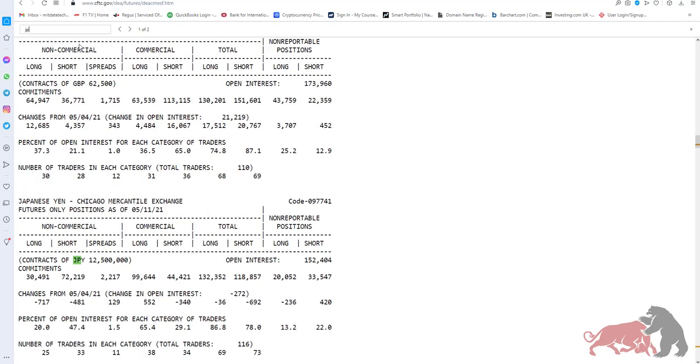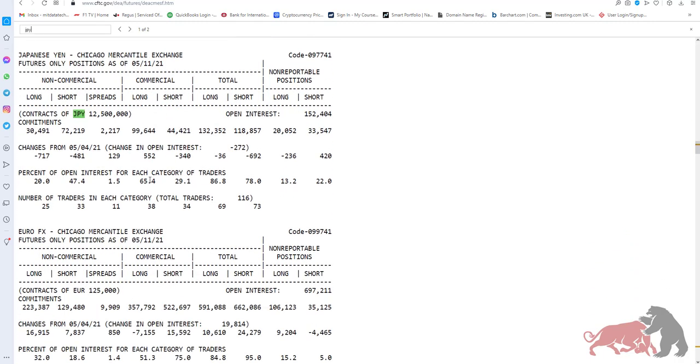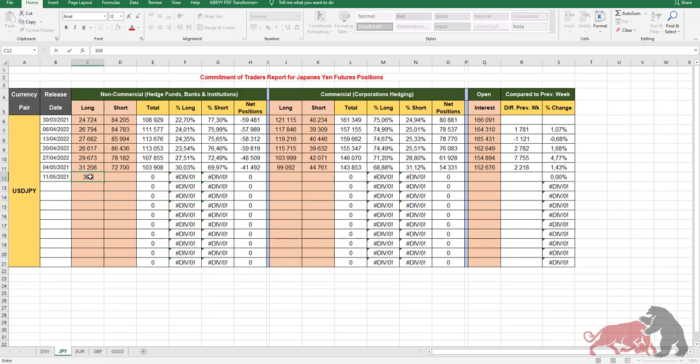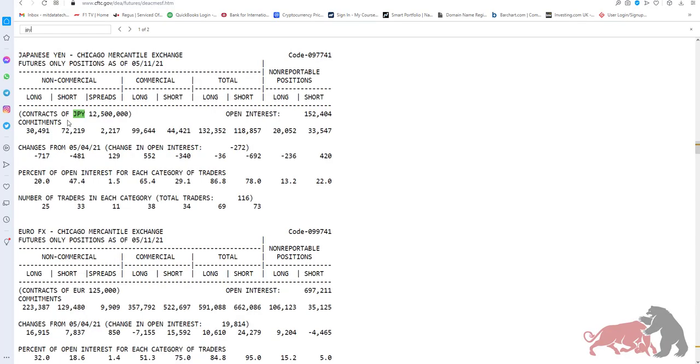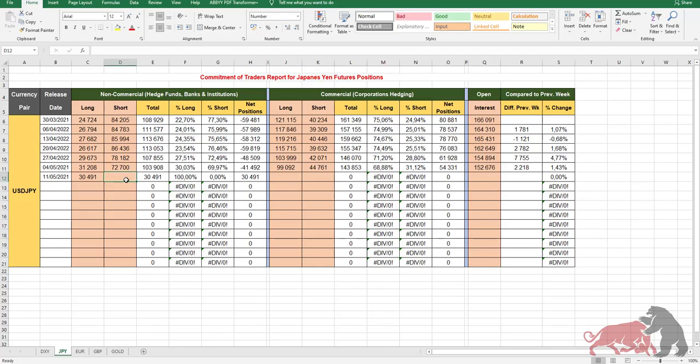Right, so we need JPY. Looking at the yen futures positions, the non-commercials are holding 3491. So the non-commercials have taken profit on their long exposure, and then the short, they're holding 72219. They've slightly also taken profits on their short exposure, so they're taking profits on both sides, but more on the long side. They're trimming their longs more.